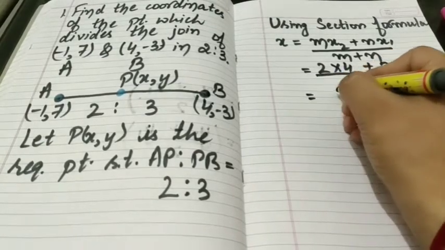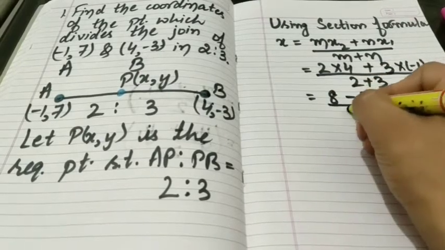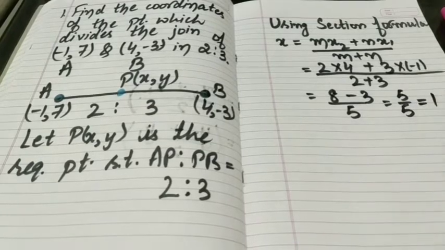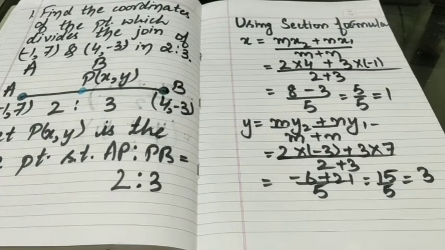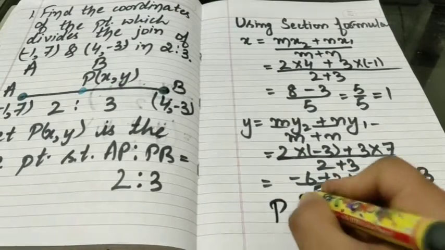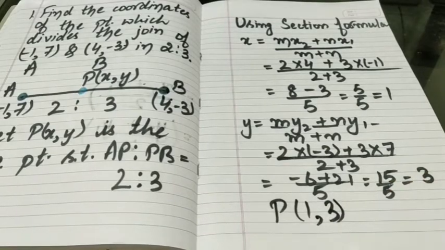That is how we get (8 - 3) upon 5, that is 5 upon 5, which equals 1. In the same way we will solve for the y coordinate. On solving, the y coordinate will become 3. So the coordinates of the required point P will be (1, 3). So this is the required answer.